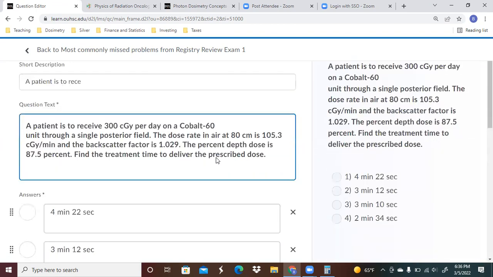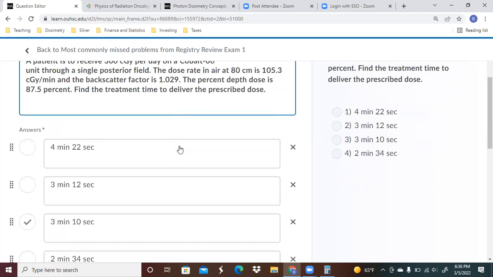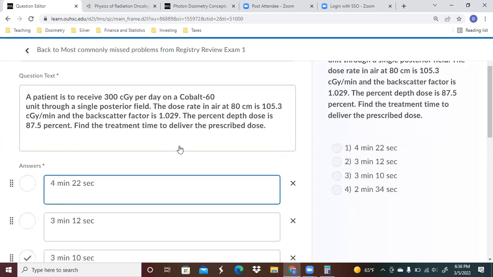So this is a problem. I've got mock problems something very similar to this, but let's go through this because I think it is worthwhile. A patient is to receive 300 centigray per day on a cobalt-60 unit through a single posterior field. The dose rate in air at 80 cm is 105.3 centigray per minute, and the backscatter factor is 1.029. Percent depth dose is 87.5%. So let's find the treatment time.